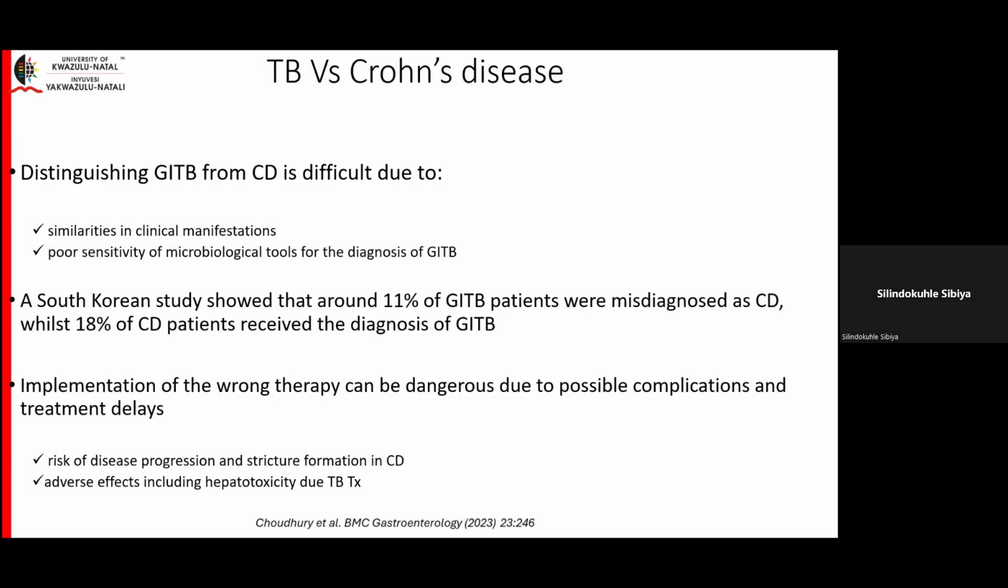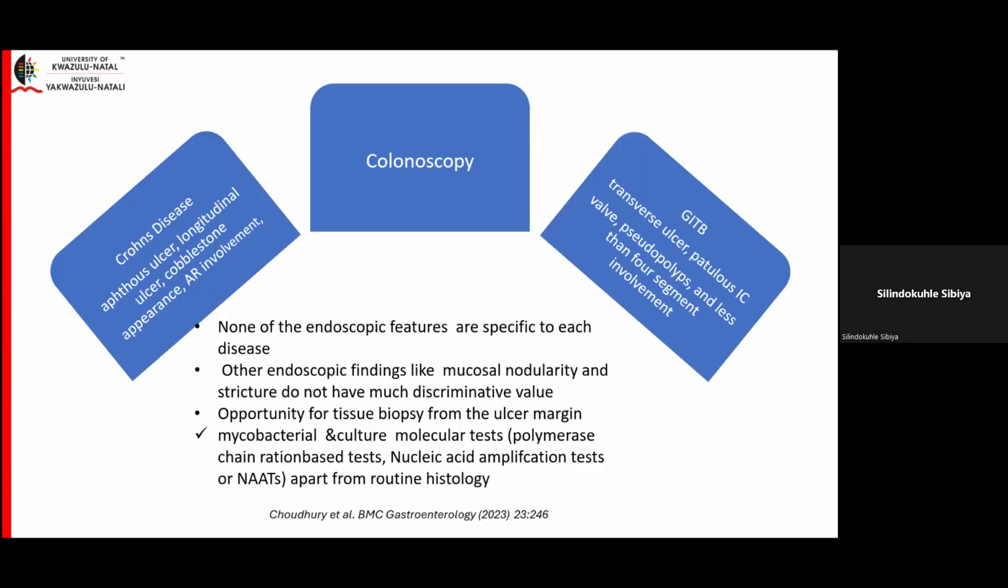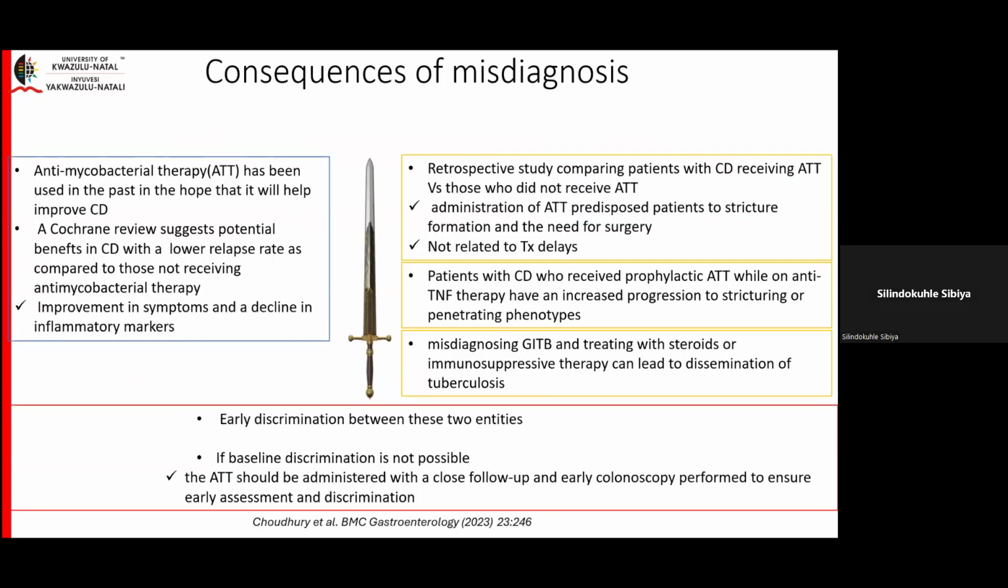This is because of the risk of disease progression and stricture formation in Crohn's disease, and the adverse effects of treatment, including hepatotoxicity due to TB treatment. So if you misdiagnose the patient, it is a double-edged sword, as anti-TB therapy has been used in the past in the hope that it will improve Crohn's disease. And a Cochrane review suggested the potential benefits in Crohn's disease with a lower relapse rate as compared to those not receiving anti-TB treatment. There's improvement in symptoms and decline in inflammatory markers such as CRP.